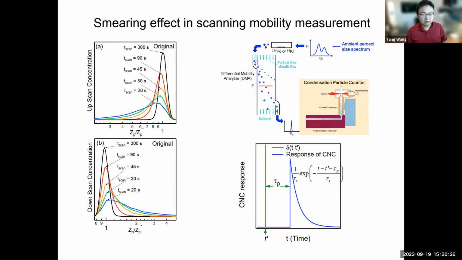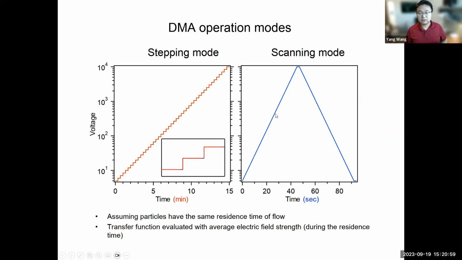It is kind of like mixing the aerosols, so you don't have a high resolution in detecting the aerosol sizes or the concentration of the aerosol sizes, right? For example, here we're talking about the upscan condition. Let's say this is our original size distribution. If you do the upscan, you're classifying particles at this location here, and the voltage is scanning up, right? When the voltage is higher, it is already set up to collect larger particles. But because of the smearing effect, there is residence time of the particles in the system.